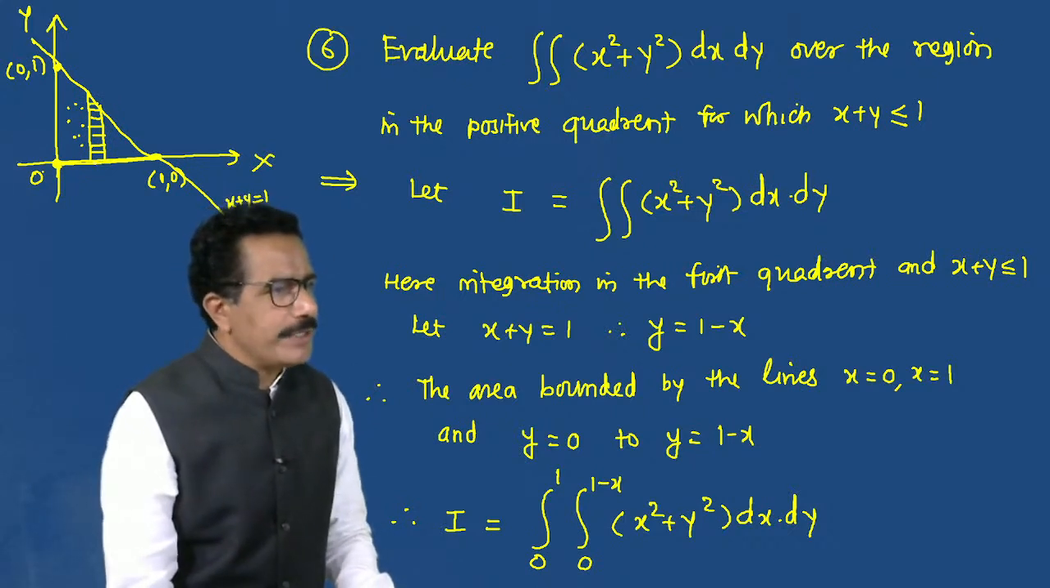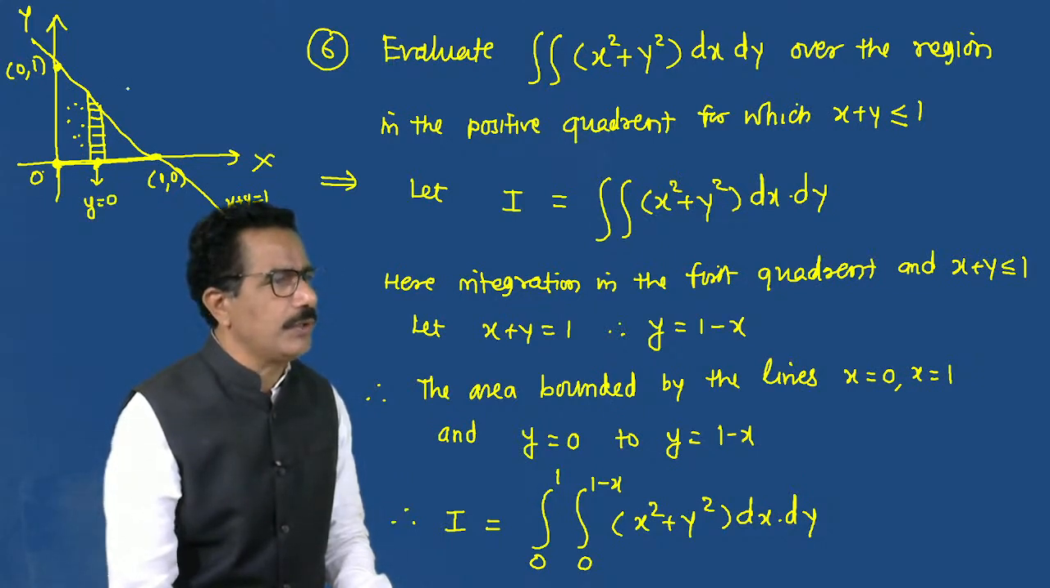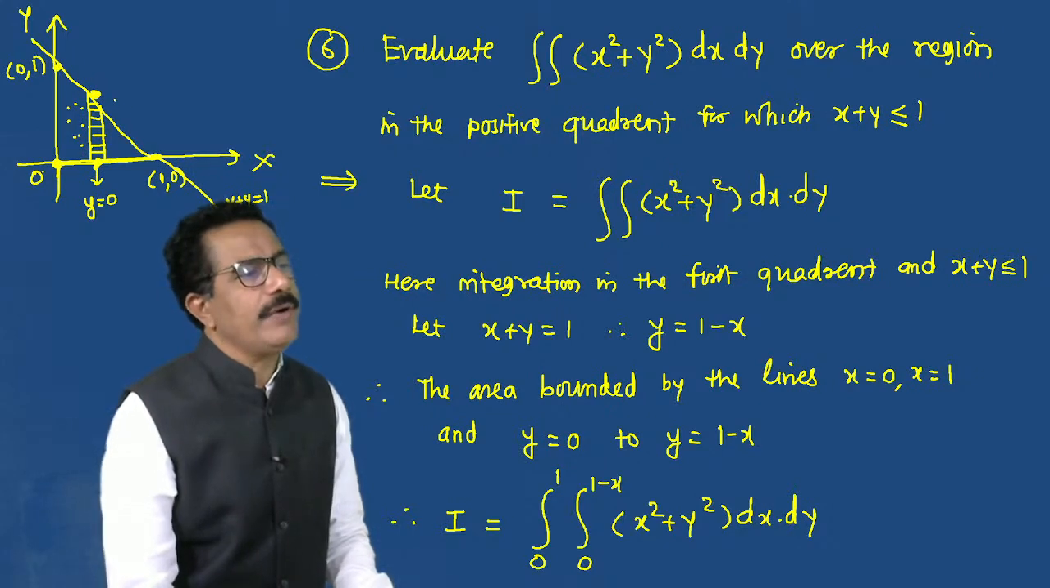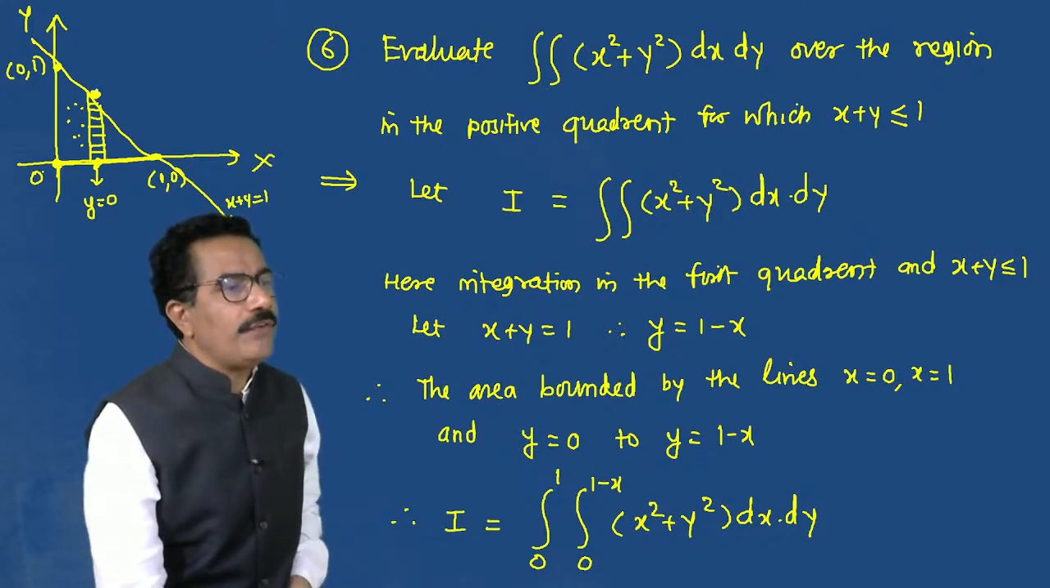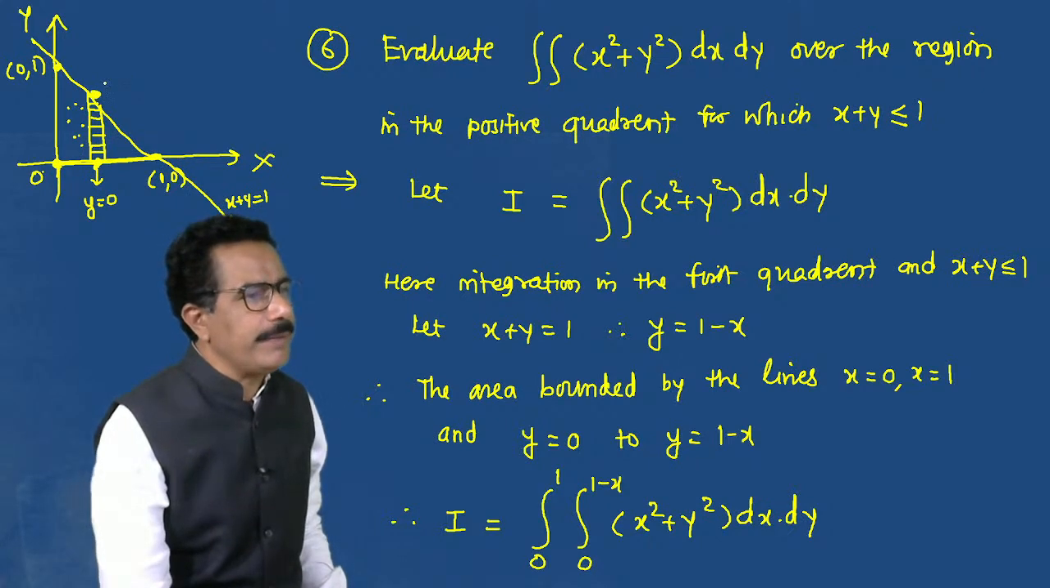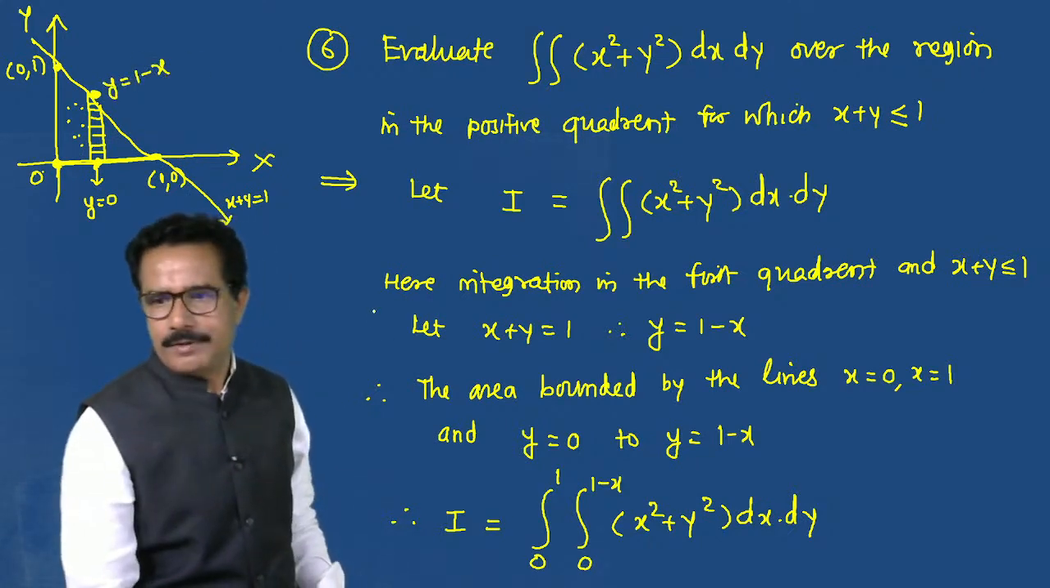Okay, so the end point is y equals 0. This end point is y equals 0, and the topmost point is on the line. This is the equation of the line, x plus y equals 1. So the value of y on the line x plus y equals 1 will be y equals 1 minus x.